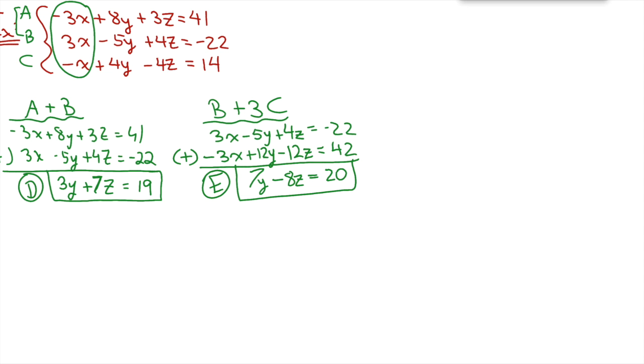You find another variable and get rid of it. Pick one. In this case, it doesn't matter, because we got rid of our x's. We'll try to get rid of the y's.